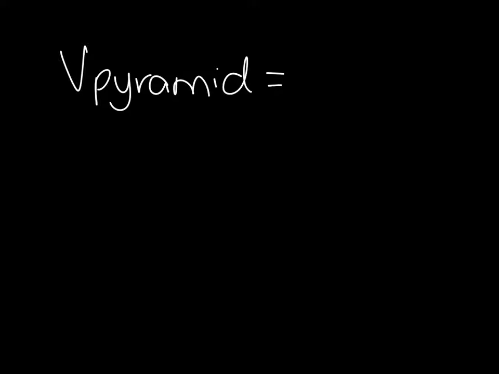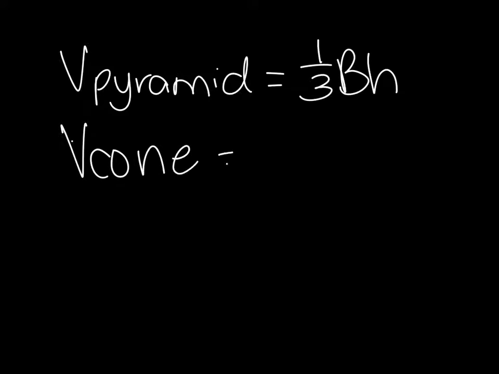On Friday we talked about the volume of a cone and the volume of a pyramid. What's the formula for the volume of the pyramid? 1/3, good. Base area times the height, good. And then the volume of the cone, we added, the base would have been a circle, right? So 1/3 pi r squared h.